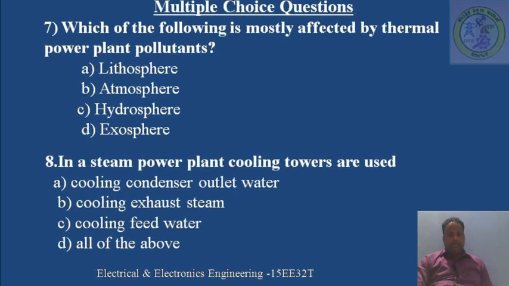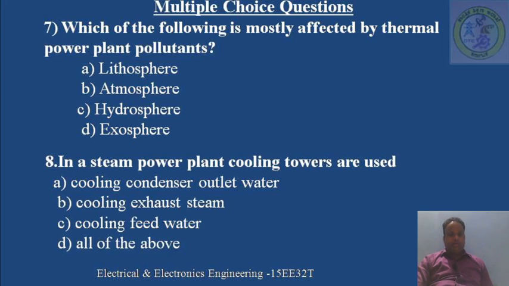Next, I will move on to the seventh question. Which of the following is mostly affected by thermal power plant pollutants? Lithosphere, atmosphere, hydrosphere, exosphere. The answer is atmosphere, because the harmful substances which are emitted from the thermal power plants will affect the atmosphere. Therefore, the correct answer is option B, atmosphere.